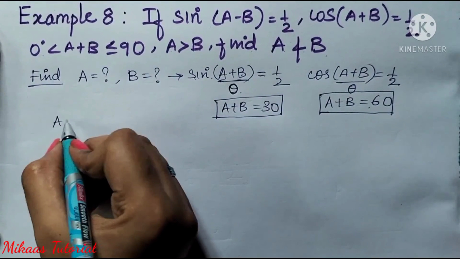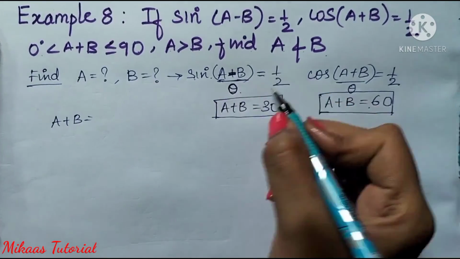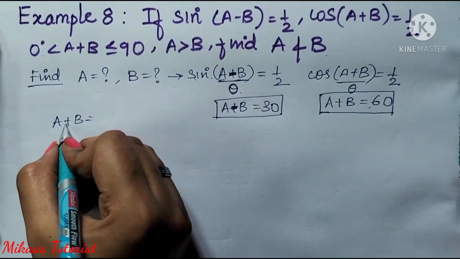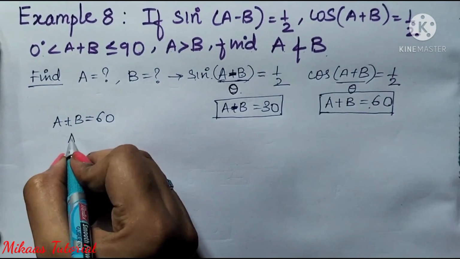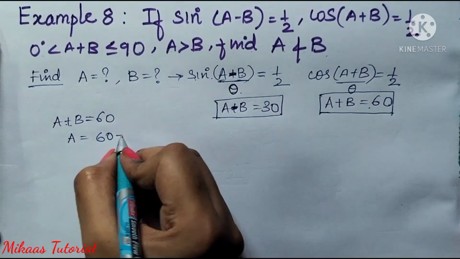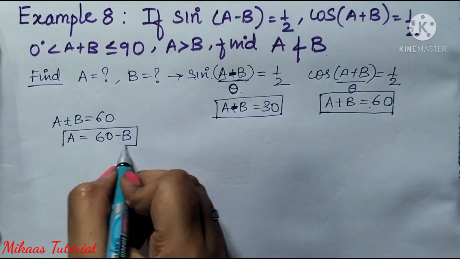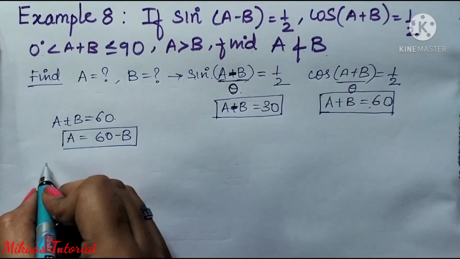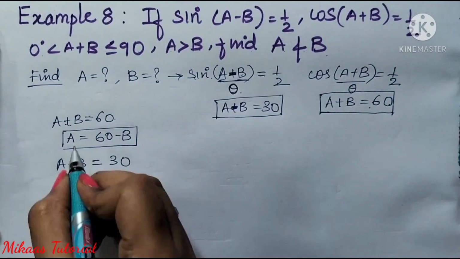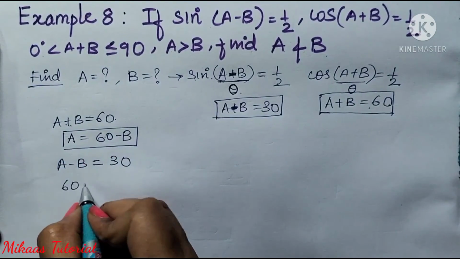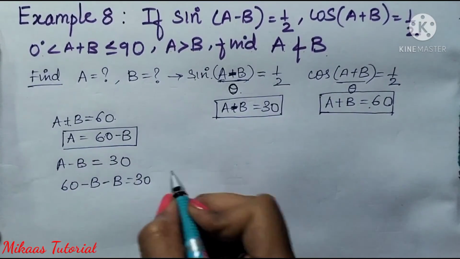How? First, take A plus B is equal to 30 degrees. Sorry, this is A minus B. So, you should take A minus B. So, A plus B is 60 degrees, we know. And from here, you can take A is equal to 60 minus B, because this has moved to the right-hand side. So, the A value we took. Next, what is the next equation? A minus B is equal to 30 degrees. So, the A value we know is 60 minus B. Write that 60 minus B and the minus B value 30.